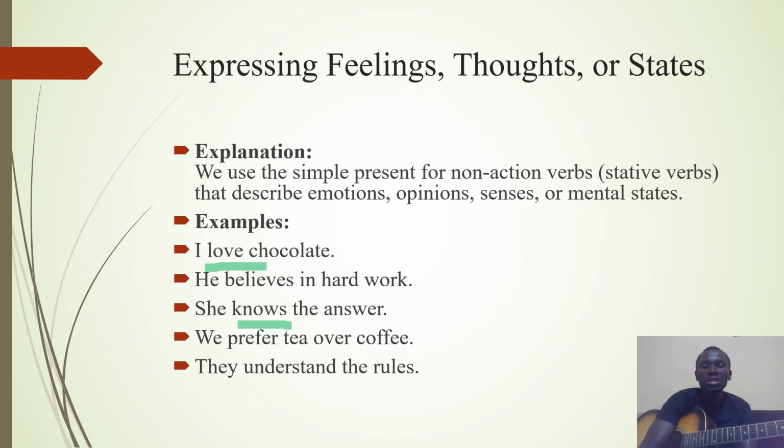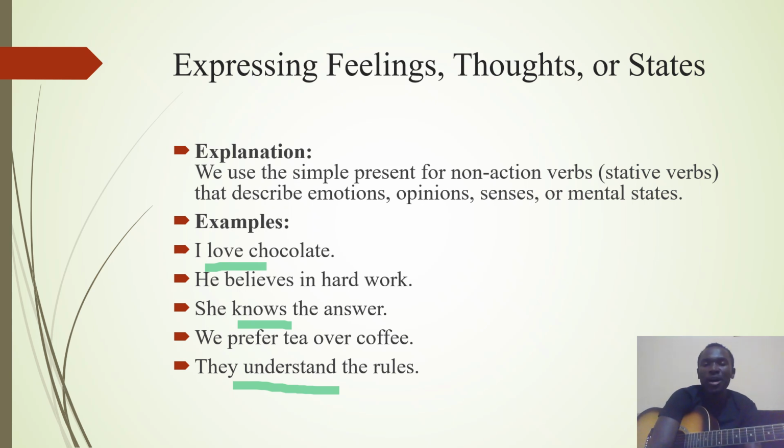We prefer tea over coffee. I like you trying to say that tea is much more preferred than coffee to a group of people with you, including you. They understand the rules. This is again like mental state. You're trying to say that people understand certain rules, and you can simply see that it's in simple present tense.